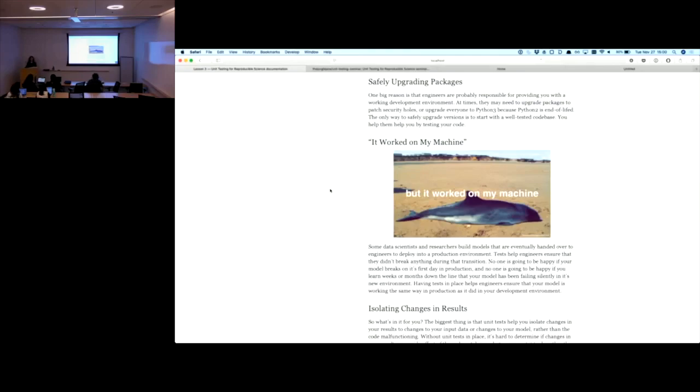The other big one is avoiding this very sad beached whale. I guess it's a dolphin. Like, it worked on my machine. Sometimes you'll be working on something on your local machine, you'll be developing it, it gets to a good enough state, and then you hand it off to someone else to put into production. Or do you have a version of this? Yeah.